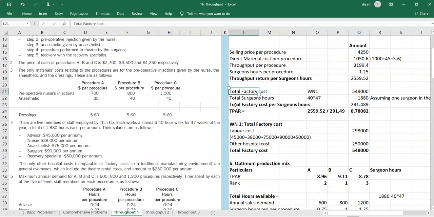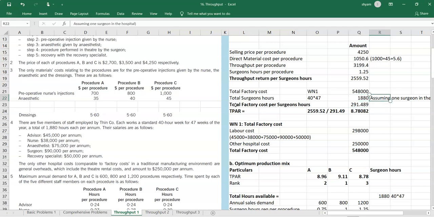So factory cost, we have found out in a working note. In the working note, we added all the labor cost together, and other hospital cost was there. So put together it was this number. So total factory cost of 5,48,000 has to be divided by the bottleneck resource. The bottleneck resource is surgeon hours. So divided by 1880, we got 291.4.